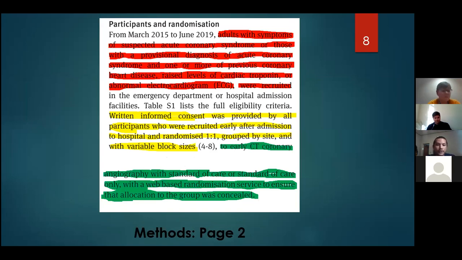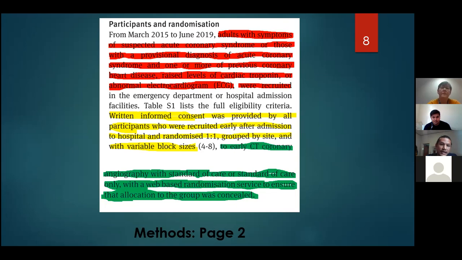If you go to page number 2 under the method section, you can find the participants and randomization. Adults with symptoms of suspected acute coronary syndrome, or with a provisional diagnosis of acute coronary syndrome, and one or more of previous coronary heart disease, raised levels of cardiac troponin, or abnormal echocardiogram or ECG were recruited in this study, either in the emergency department or during hospital admission.